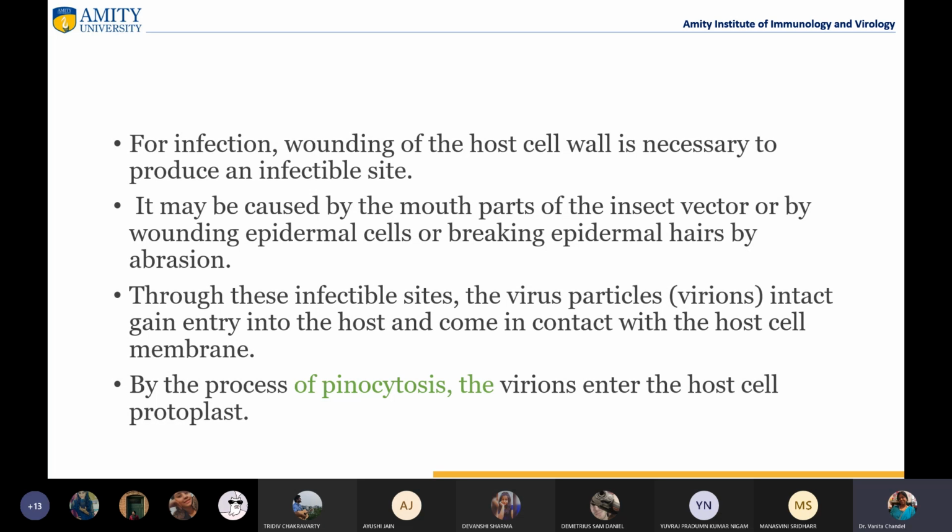Right? So through these infectable sites, the virus particles gain entry into the host, and then they come in contact with the host cell membrane. By the process of pinocytosis, the virions enter the host cell protoplast.